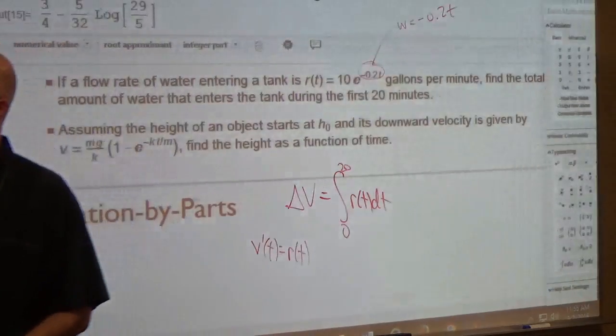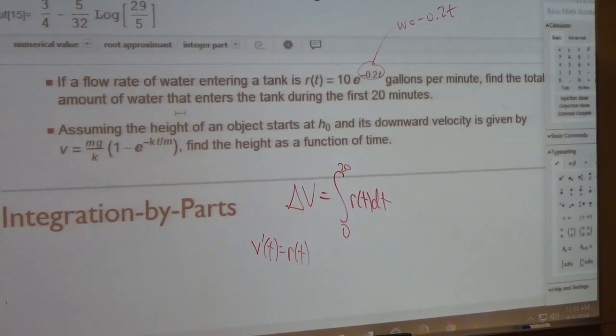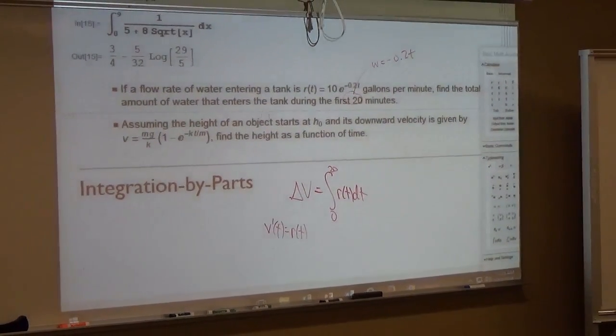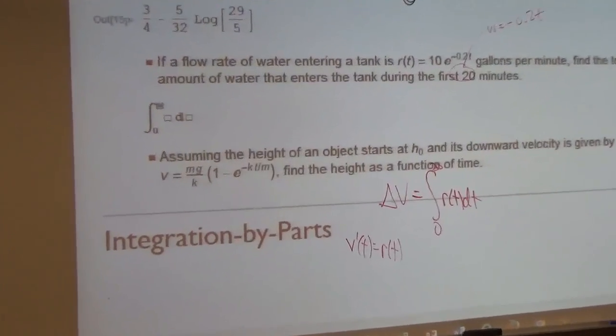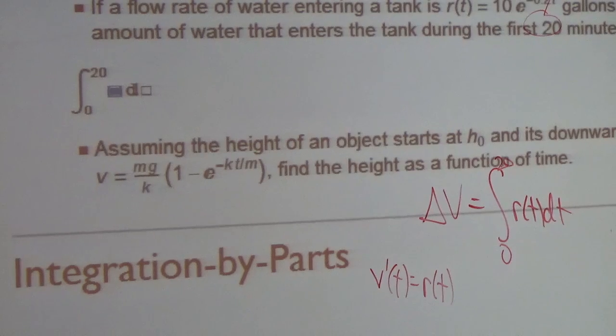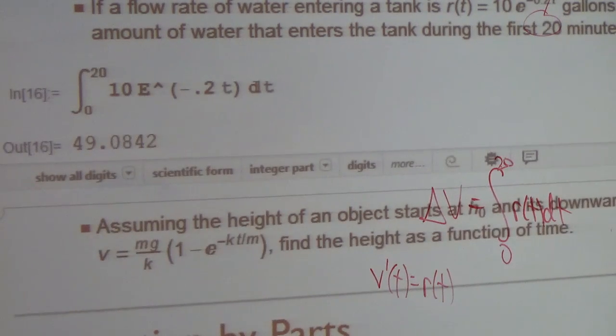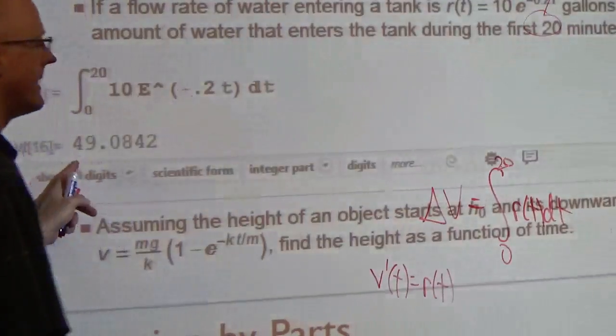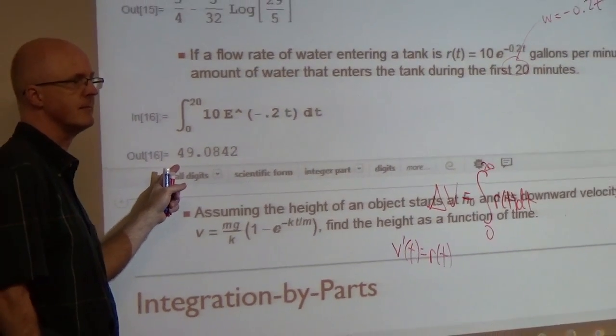Okay, let's have Mathematica actually do the integral. Integrate from 0 to 20 this function, 10 e to the negative 0.2t. This will be the volume, the change in volume, which is how much enters the tank. About 49 gallons. The area under the graph of little r of t, from 0 to 20, is going to be about 49. And that represents the amount of water that enters the tank.